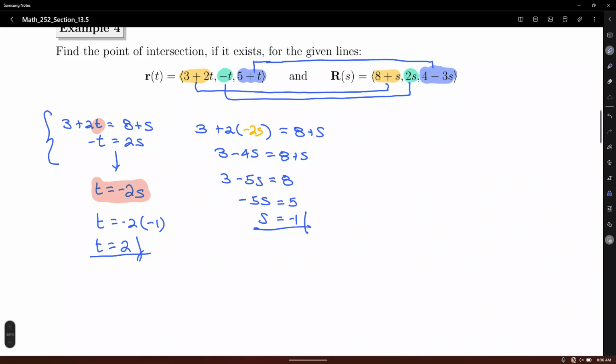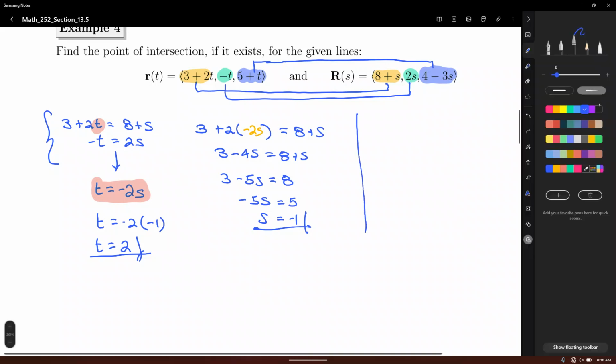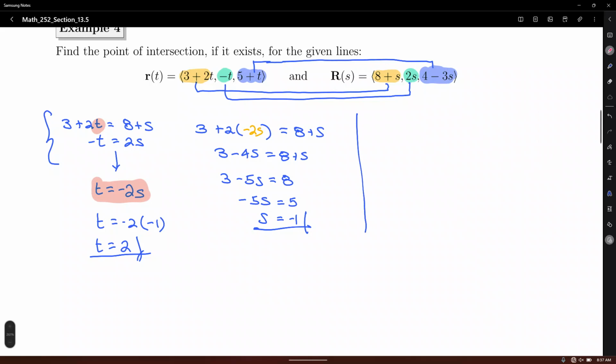Before finding that intersection point, here's the thing. All this process may not be valid at all. Despite the algebra and the arithmetic, where everything made sense, we still need to verify these values, t equals 2 and s equals negative 1, in the equations in blue, that is the z component. So we need to verify the z components.